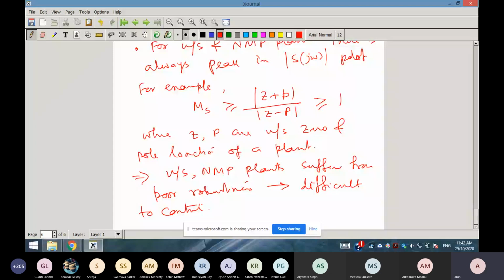Okay. Now, just one example we will consider. As I said, gain margin and phase margin are not enough. So I will give one such case where gain margin and phase margin are good, but the system has very poor robustness, and that is because its Ms is high. Okay, so just one simple example I will tell you, an example of a flexible structure.